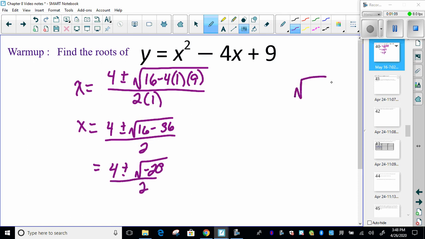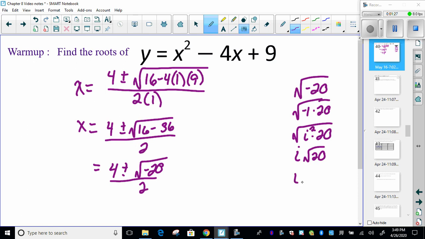So remember how to break down square roots. We know that negative 20 is the same thing as negative 1 times 20. Negative 1 is i squared, and the square root of that is i. And then that's the square root of 20. Now we have to break down 20, so remember how to break down radicals. This is from back in chapter 2. 20 is 4 times 5. We always try to get one to be a perfect square. So again, we're looking at what two numbers multiply together.